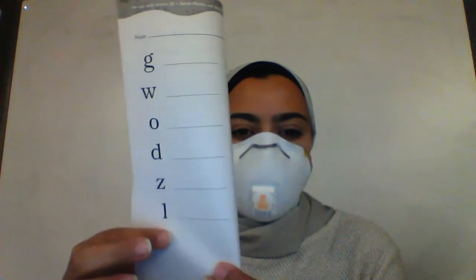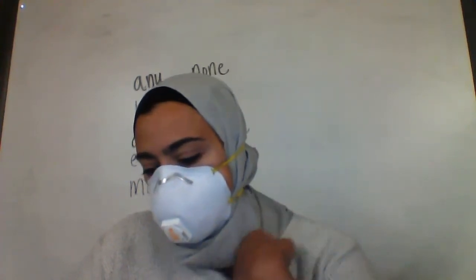We're going to work on the G, W, O, D, Z, and L. Go ahead and number the lines next to it and put those letters in order, in ABC order. Go ahead and pause the video now. Okay, let's review what you've done. On list 1, you should have alphabetized those letters.